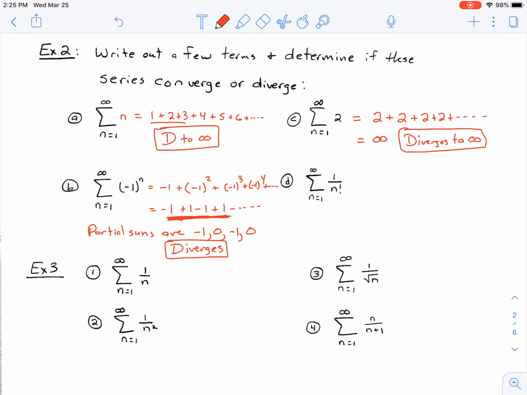All right, D, 1 over n factorial. Remember, n factorial grows really fast. So if we start doing these, the first term is going to be 1 over 1 factorial. And beneath that, I'm going to write what this is. That's 1 over 1. 1 over 2 factorial. 2 factorial is just 2. 3 factorial is 6. 4 factorial is 24. Run out of space.